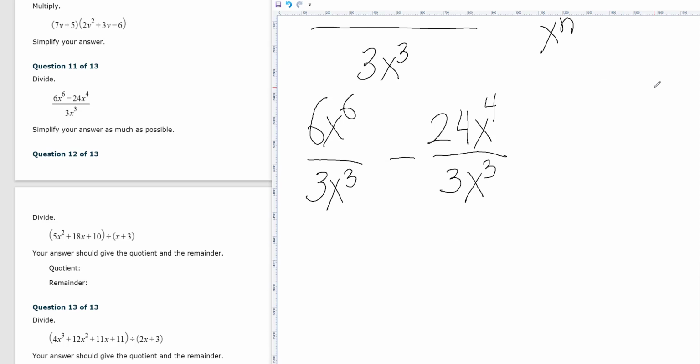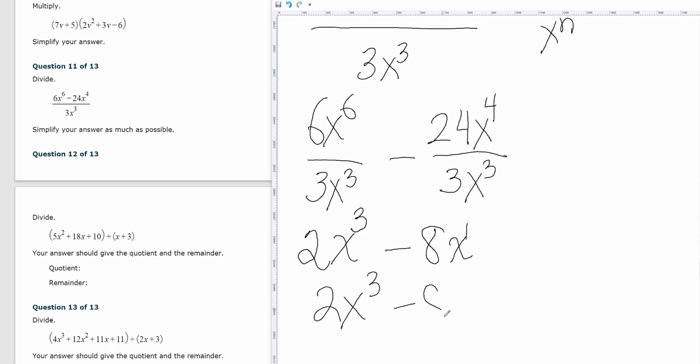So for the first one, 3 goes into 6 2 times. 6 minus 3 gives me 3. And in the second one, 3 goes into 24 8 times. 4 minus 3 leaves 1. And of course, I don't have to write that exponent of 1, I can just write minus 8x. So my final answer is 2x to the third minus 8x.